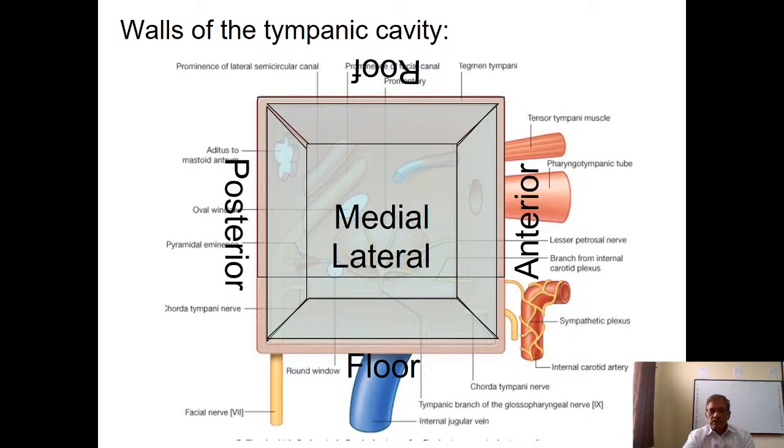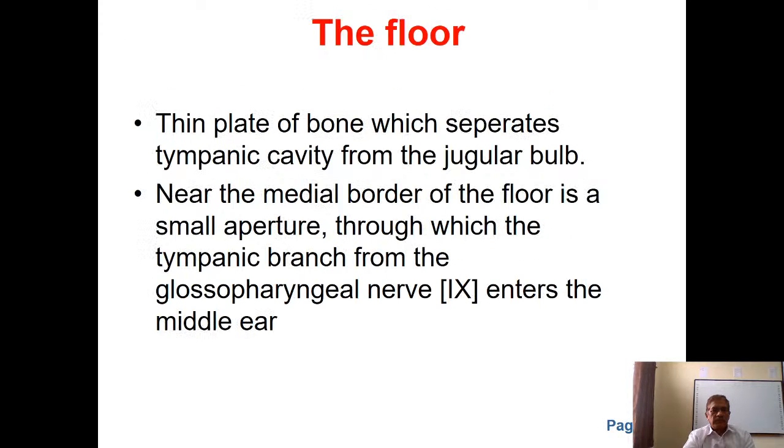Then we go to the next, that is the floor. Now, in the floor, there is a small aperture, a small opening, through which the 9th nerve, the glossopharyngeal nerve, extends. As we told, the Jacobson's nerve. It comes into the middle ear cavity through the floor, piercing a small aperture through which the glossopharyngeal nerve enters the cavity. That is the importance of the floor.